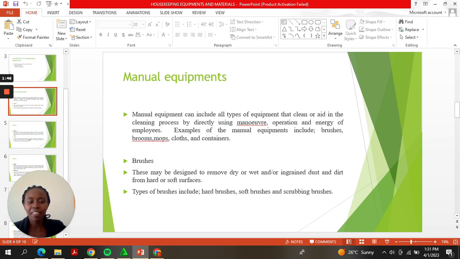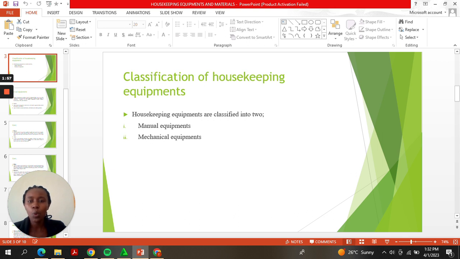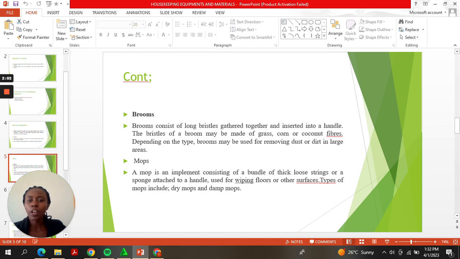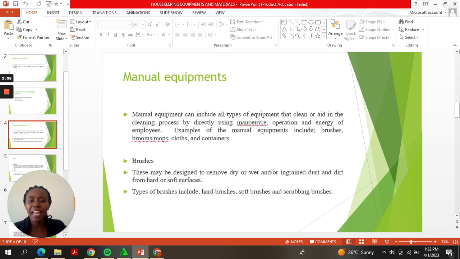We have examples of the housekeeping equipments. The housekeeping manual equipments include the brushes, the brooms, the mops. We can also have the containers and the clothes. For the brushes, we have different brushes in the housekeeping. We can have the toilet brushes, we can have the hand brushes, and for the hand brushes, we can have the soft brush and the hand brush.